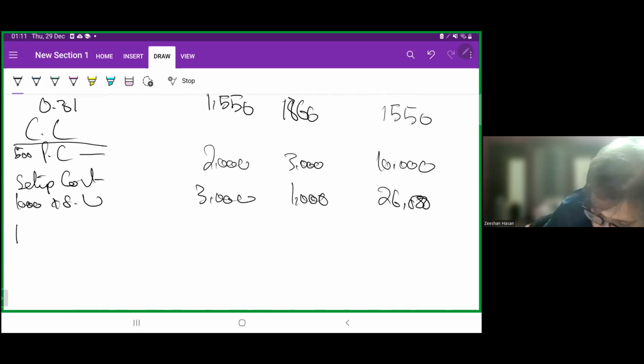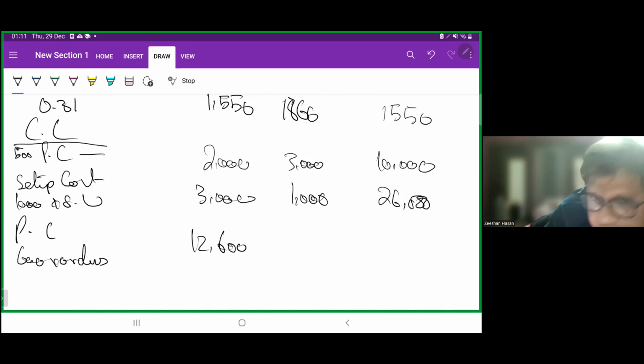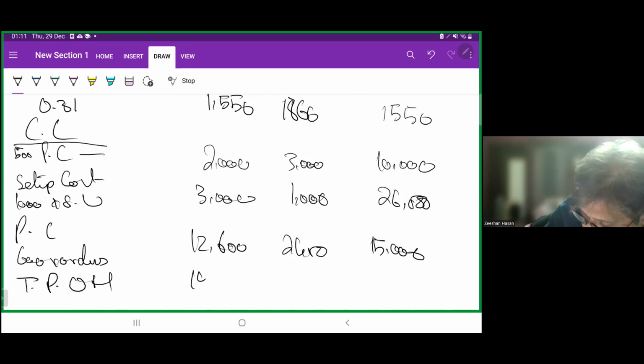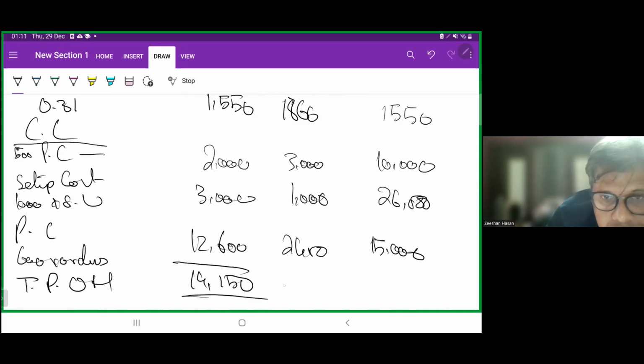Packing cost is 600 per order. Just multiply by the total number of orders, which we looked at in the above question. 12,600, 2,400, and 15,000. Okay, so total production overhead: 19,150, 8250, and 52,550.